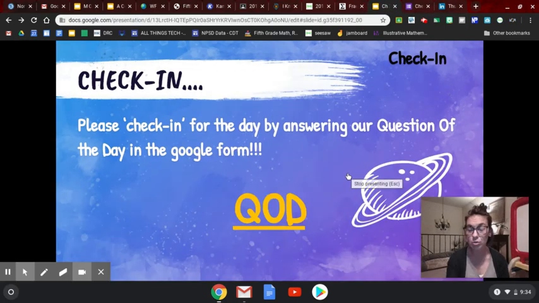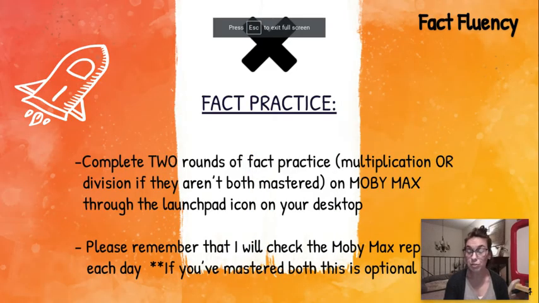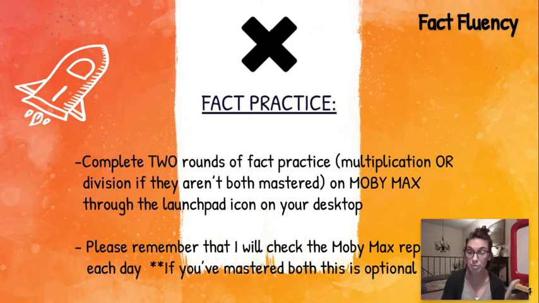Okay, so after your question of the day, if you haven't mastered your facts, you do have to do two rounds of Moby Max. This is if you haven't mastered multiplication or division. If you happen to master multiplication, remember you have to let me know so I can open up division for you. The only people this is optional for is if you've already mastered both your multiplication and division fact families. But again, Moby Max fact practice, very quick.